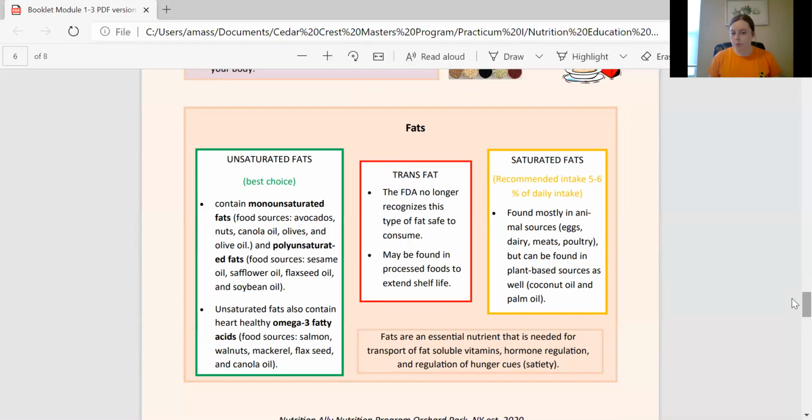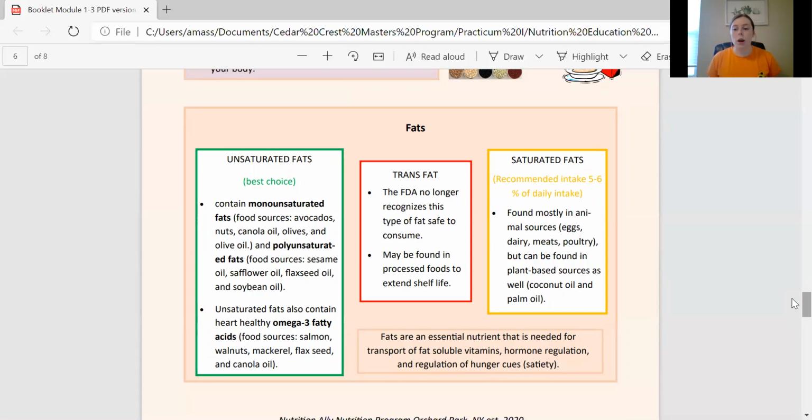Polyunsaturated fats are another type of unsaturated fat. And again, those are going to come from flaxseed oil, safflower oil, soybean oil, things like that. And your unsaturated fats are going to be liquid at room temperature.